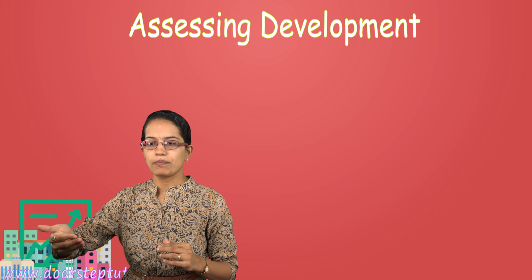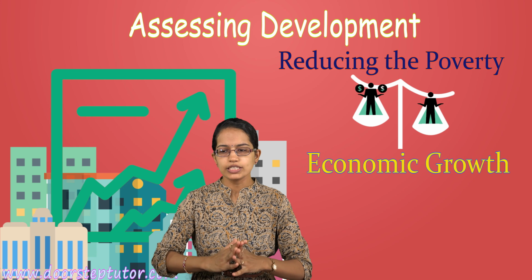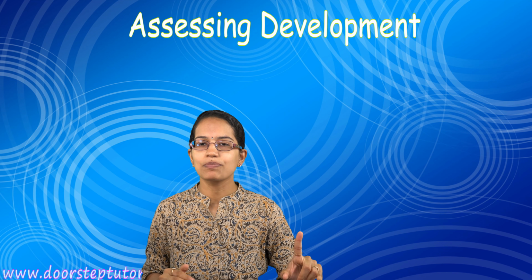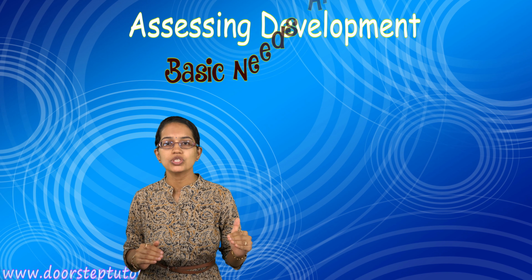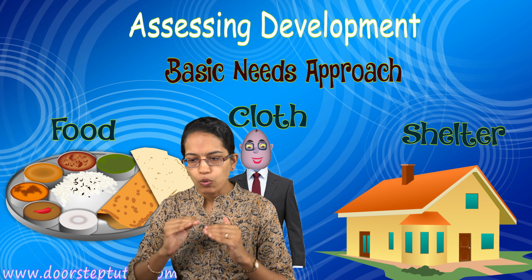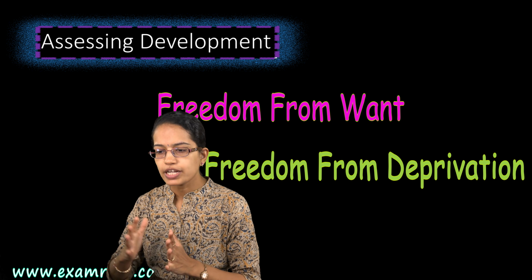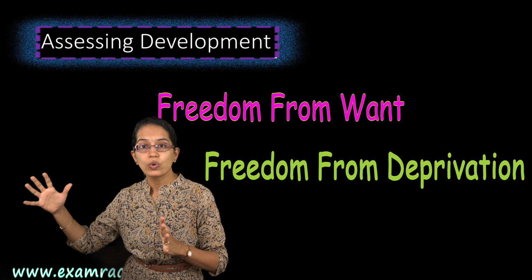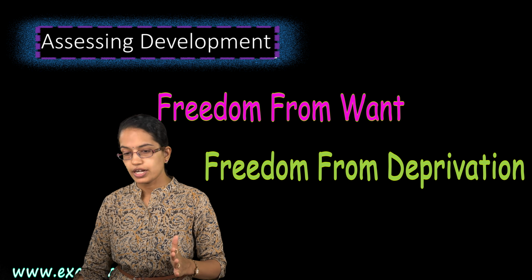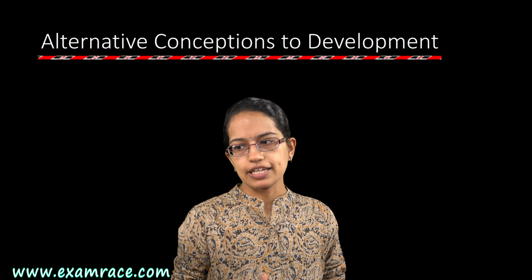And when we talk about development, we focus on reducing poverty, focusing on economic growth, focusing on the quality of life. For that, what is the first requirement? The first requirement we have is a basic needs approach, which says that all the basic needs of food, clothing and shelter must be fulfilled, and only then can we think about freedom from wants or freedom from deprivation. To work effectively, we have to follow one's own desire, follow a better approach where we could go for a developmental perspective. So what are the alternative conceptions to development that take place?